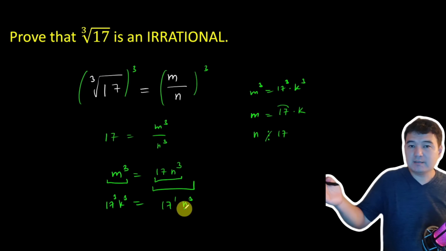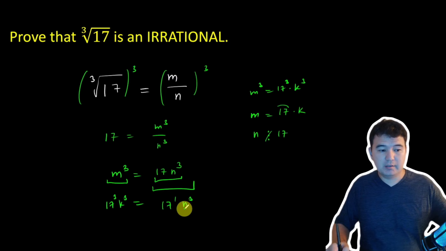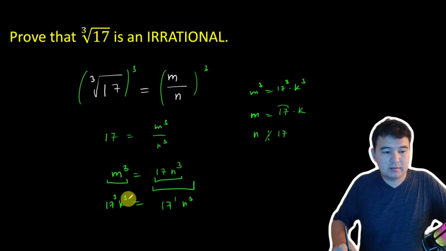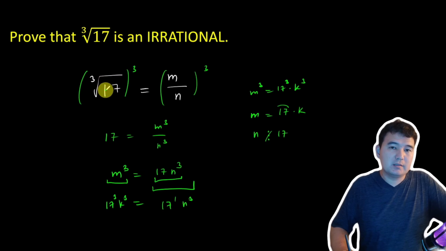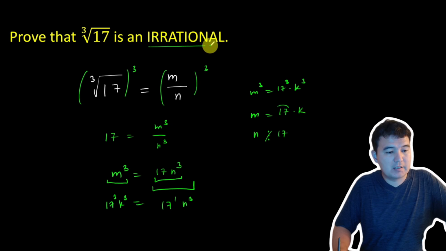So the right hand side of the expression has one copy of 17, and the left hand side has 3 copies of 17, which means this is a contradiction. So we can't represent this cube root of 17 as a fraction. So it's an irrational number.